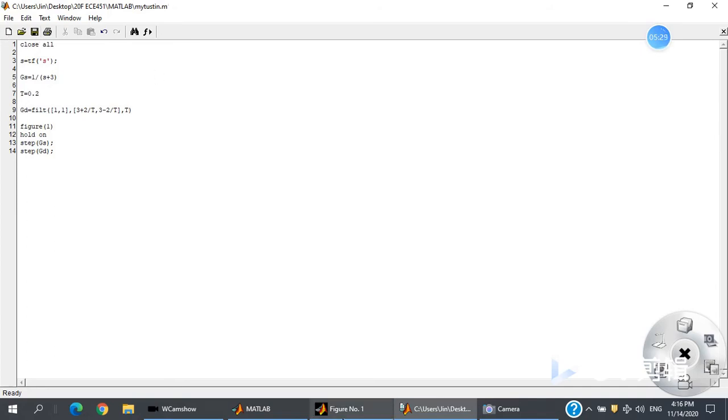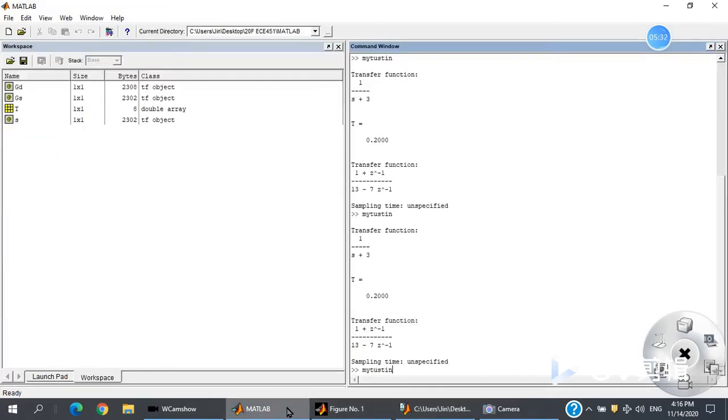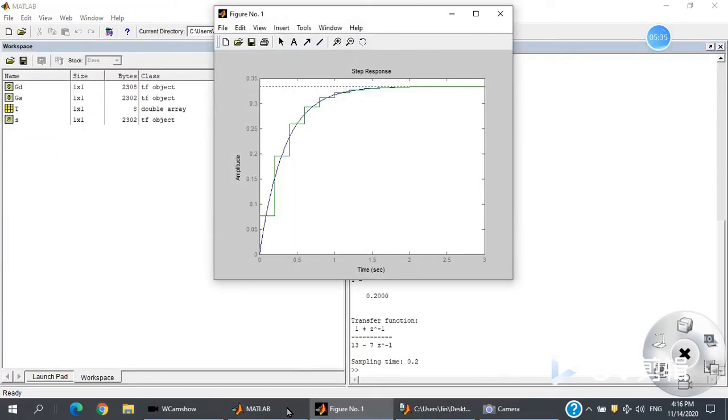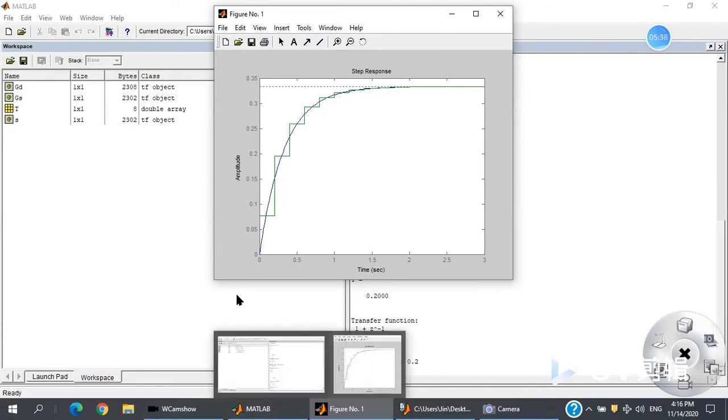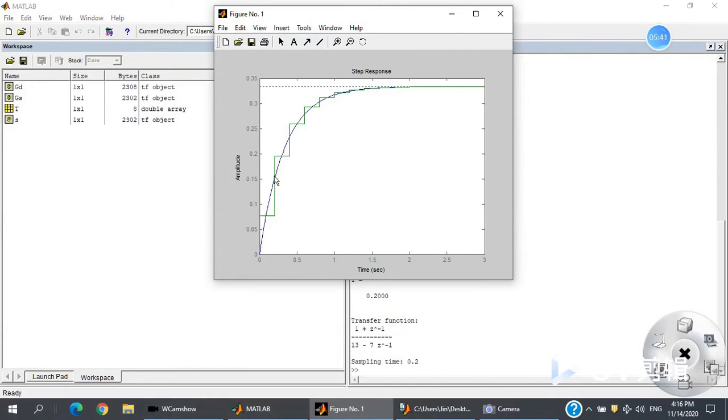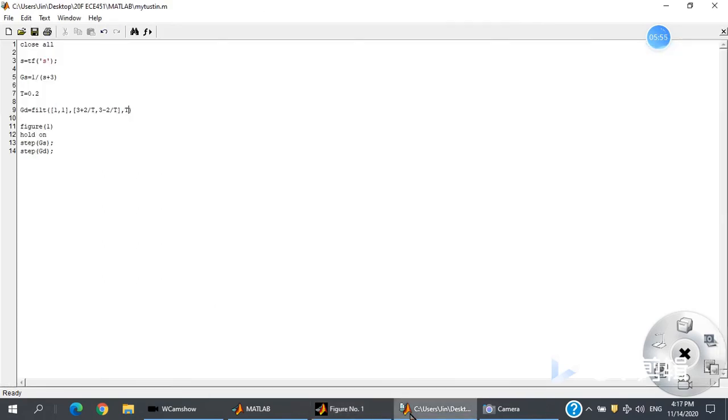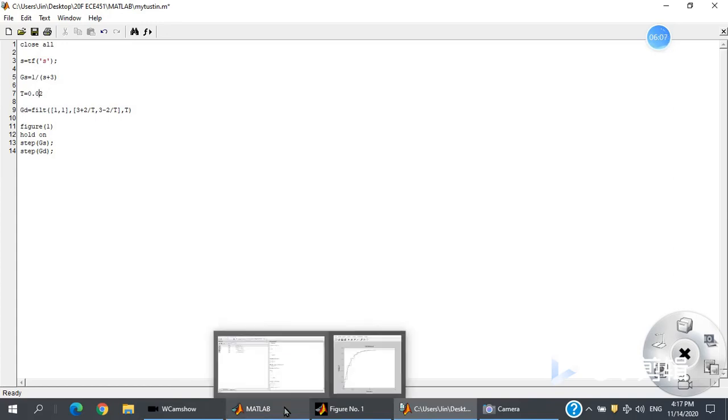Save, and run it. Okay, now it's good, right? So the blue one is the analog one, and the green one is the digital one. Of course, they have errors, but it works well, right? They work the same way. And if we change the T, here T is 0.2. If I use 0.02, then 10 times more samples, right? Step is 10 times less. Then the samples will have 10 more samples in each second.